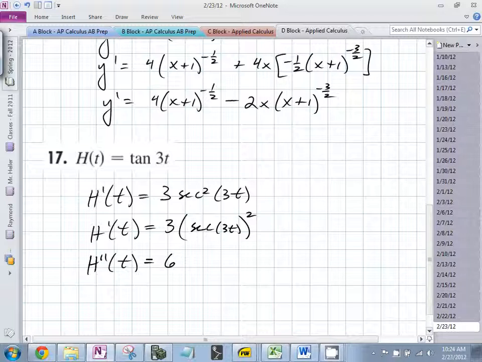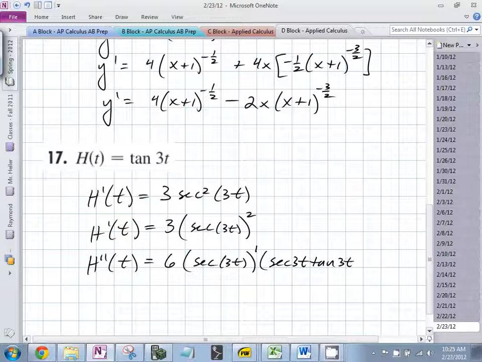6 times secant 3t raised to the what power? First, but then we have to multiply by the inside. What's the derivative of secant? Well, not secant x, it's secant 3t tangent 3t times 3, because you have to multiply by the derivative of 3t. You have to do the chain rule twice. So the full, nice, simplified answer is going to be 18 secant 3t, secant 3t, tangent 3t.